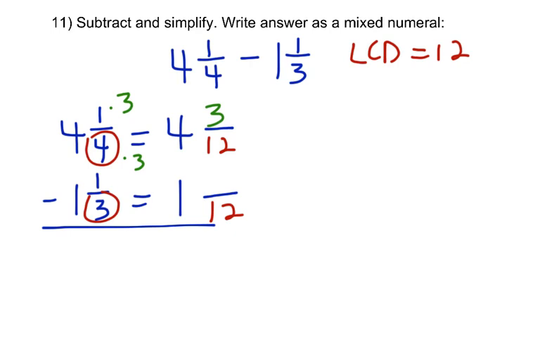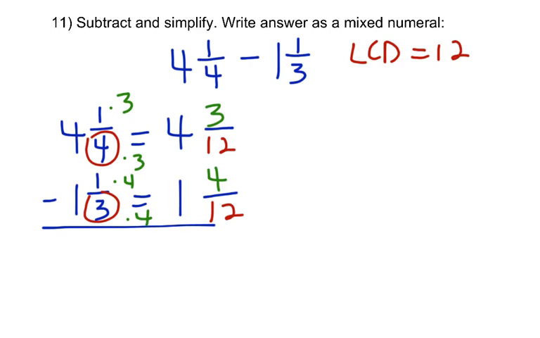In our fraction 1/3, to go to an equivalent fraction with 12 in the denominator, I had to go 3 times 4 gave me 12, so I have to multiply the numerator by the same number. 1 times 4 is 4. So now I have the same denominators, and I'm ready to try to subtract here.